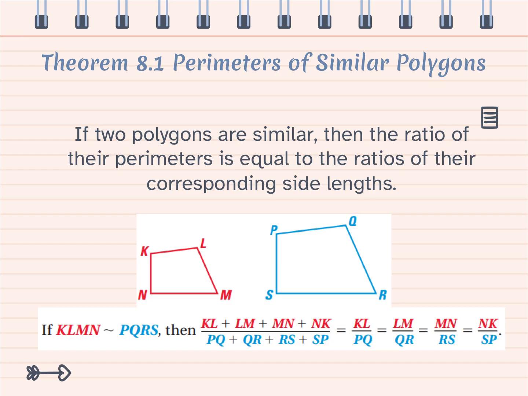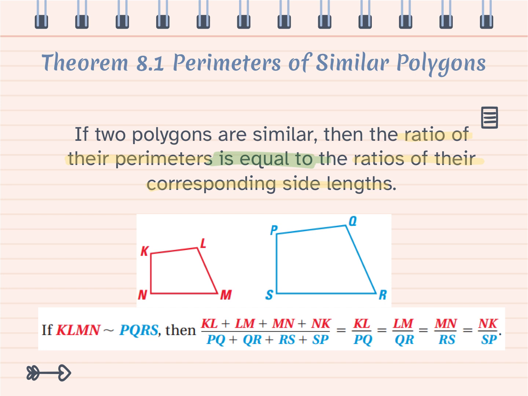All right, perimeter of similar polygons. If two polygons are similar, then the ratio of their perimeter is equal to the ratio of their corresponding side lengths. So again, you have these words is equal to. Think of that as your base words. So I'm going to read it again. It says, if two polygons are similar, then the ratio of their perimeter is equal to the ratio of their corresponding side lengths.